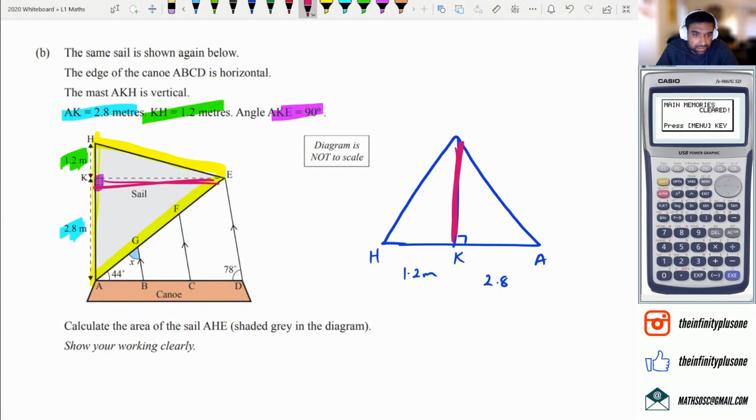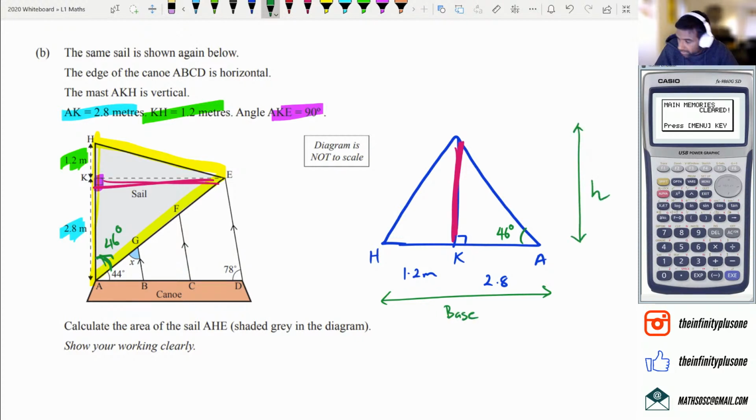We don't have any of the distance AE or AH. What we can do though is use this angle here, because that angle there is equal to 46 degrees, because we got a 90-degree angle there. So we're going to change that to 46 degrees. Quinn, the reason I flipped it is because I wanted to find the area of a triangle, and it's half times base times height. So this part right here is the base, and this part right here is the height of the triangle.